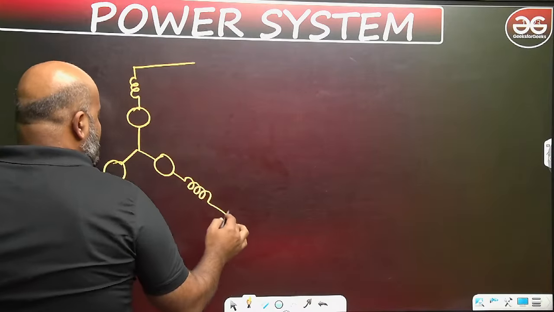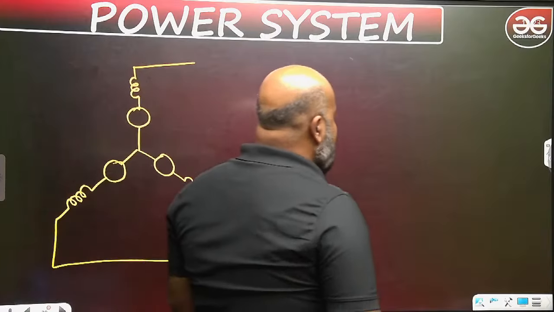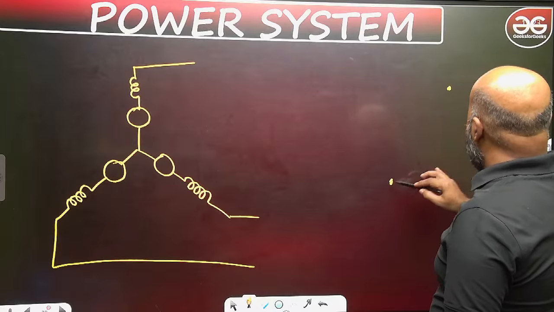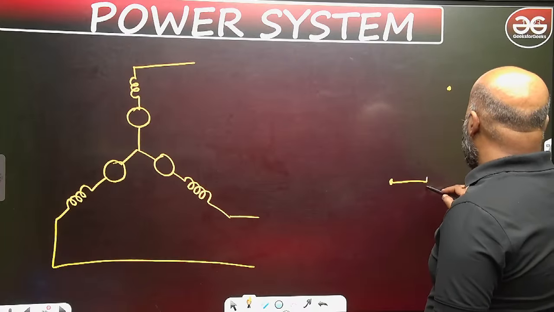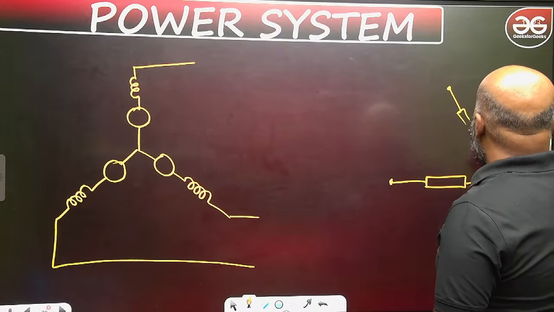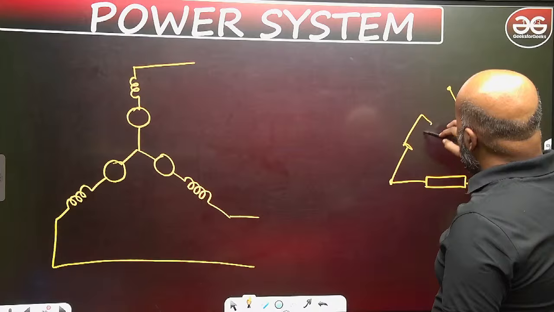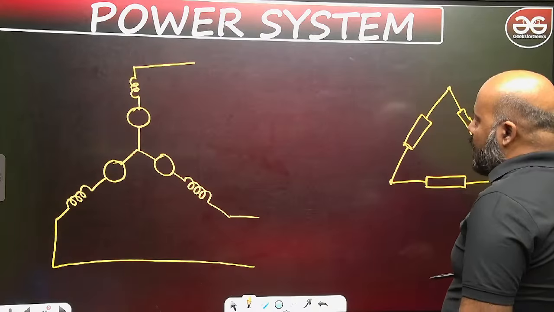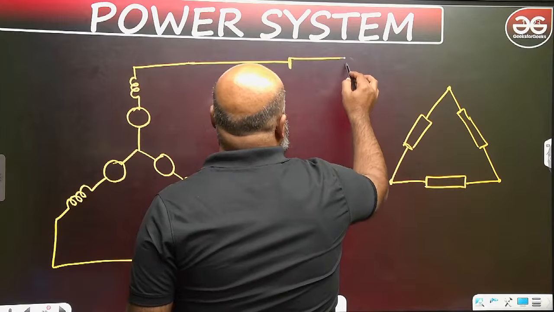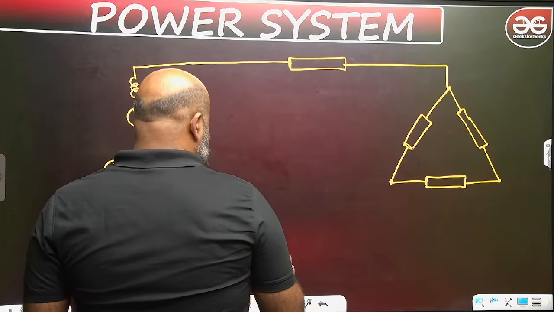Okay. You can understand this is the source. The source is star connected and the load is delta connected. Now the most fundamental part of this type of problem, how to do this. Suppose this is connected like this. Suppose it is connected like this.